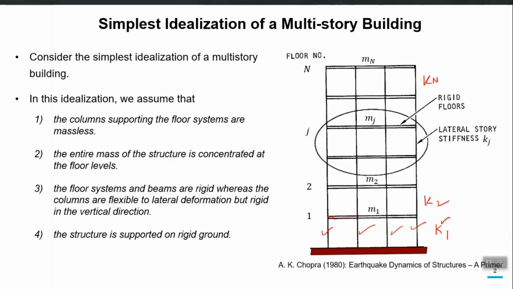So, let us invoke a few assumptions here: that columns supporting the floor systems are massless. All the mass is only located at certain levels, floor levels. The entire mass of a structure is concentrated at only the floor levels. The floor systems and beams themselves are rigid, whereas the columns are flexible to lateral deformation but rigid in vertical direction. Just like single degree of freedom system, for this simple mathematical representation of a multi-story building, we assume that columns are rigid in vertical direction.